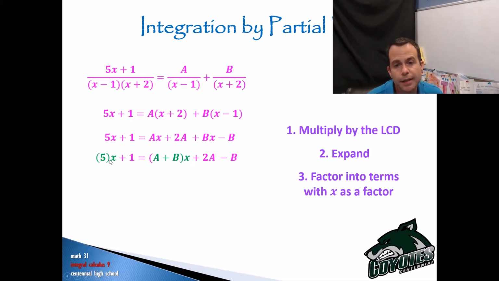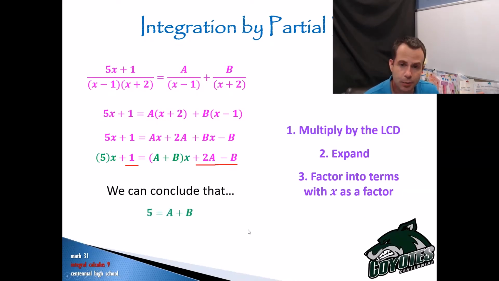And then in the same breath over here, I didn't actually need to put this in brackets, but I was just trying to show you what's in front of the x is a 5. Here, what's in front of the x is an a plus b. Well, that tells me that a plus b has to be 5, right? It also tells me that 2a minus b, because these guys don't involve the x, has to be 1, okay? And so now I get these two little equations that say 5 has to equal a plus b, and 1 has to equal 2a minus b.